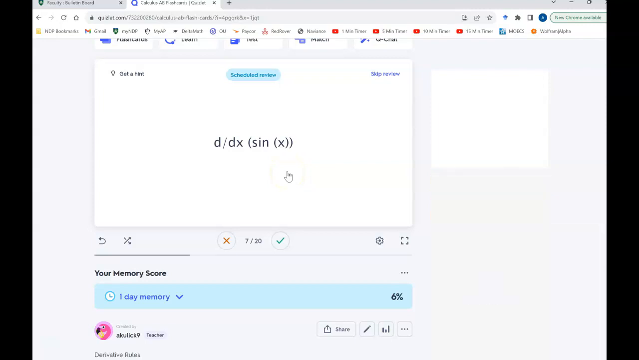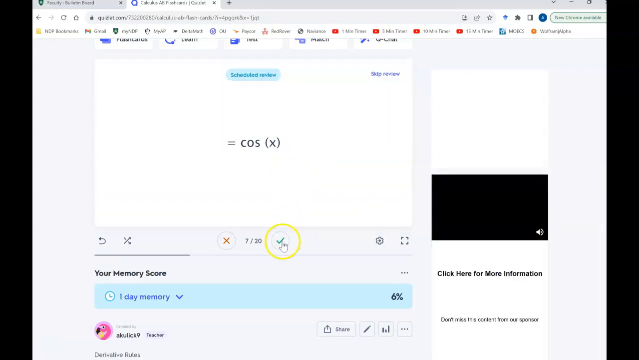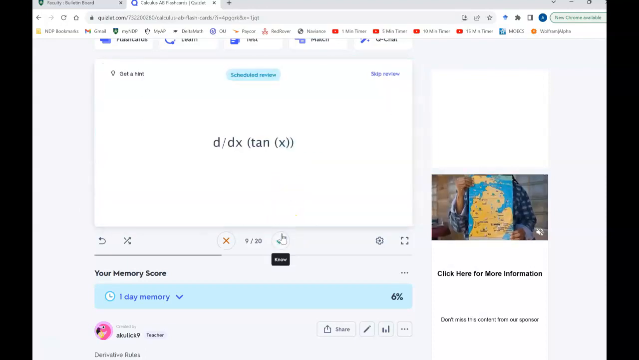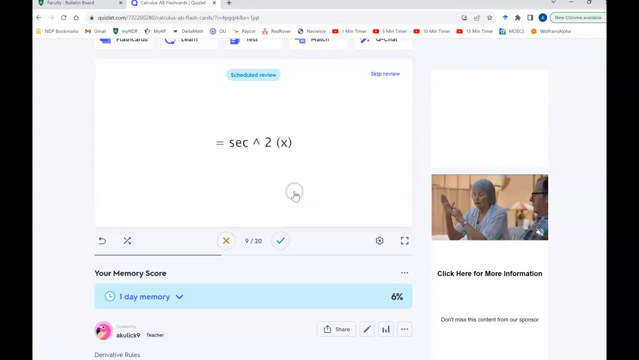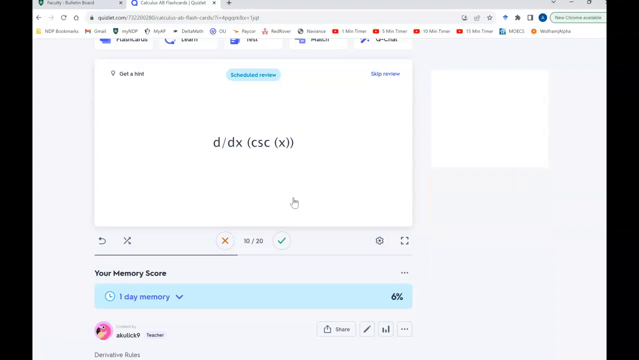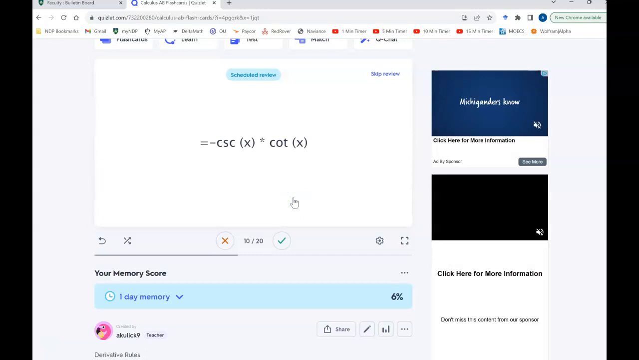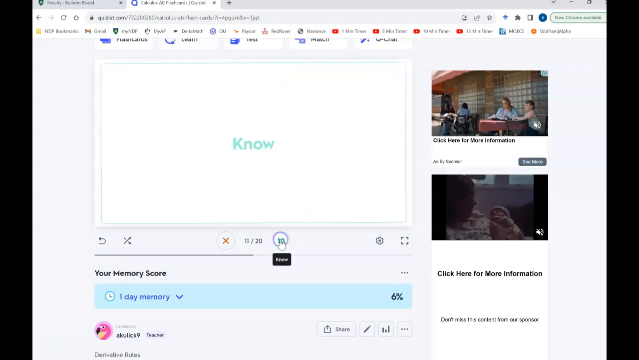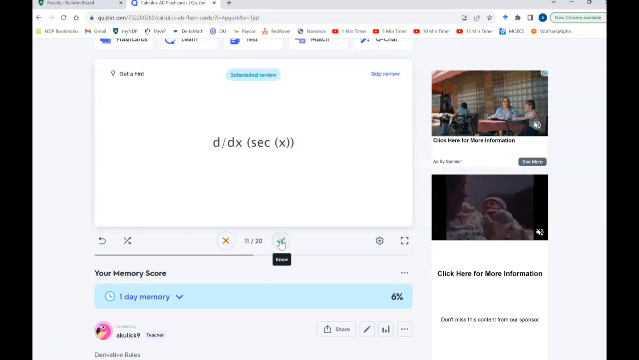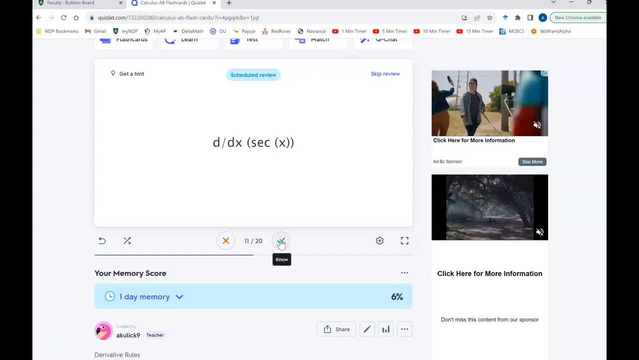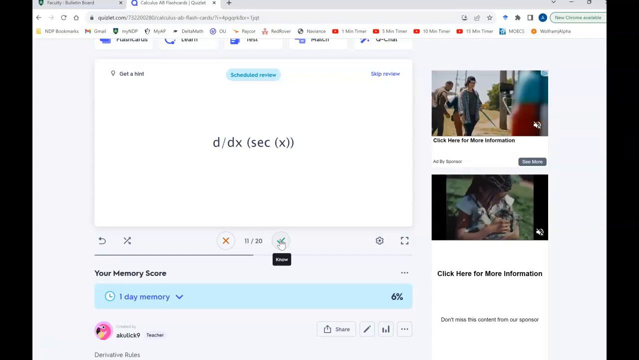Derivative of sine x is positive cosine x. Derivative of cosine x is negative sine x. Tangent is secant squared x. Cotangent is negative cosecant squared x. Secant is secant times tangent. Cosecant is negative cosecant times cotangent. The co's go together.